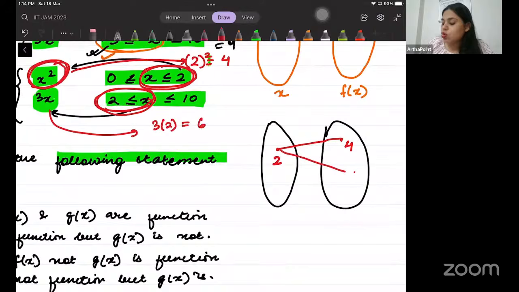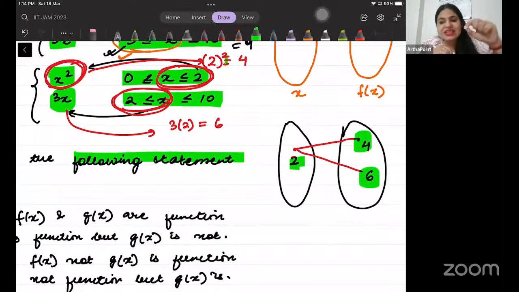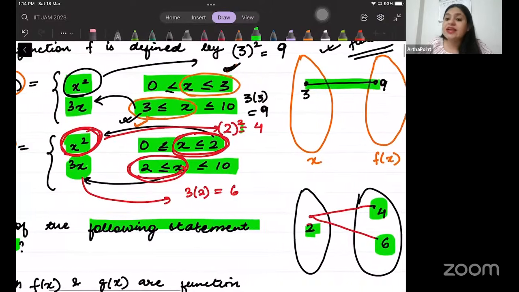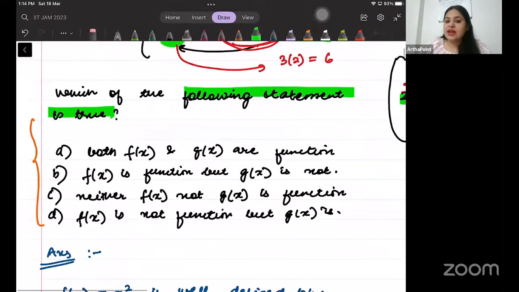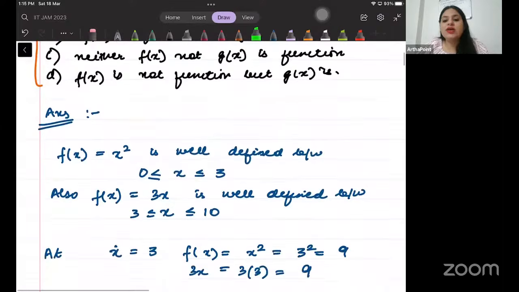So this tells me that in the function g(x), when you put x as 2, it gives you the value 4 also and 6 also. That's not possible. One x cannot link to two y's. That's not the definition of a function. So we understand that the first is a function, but the second is not a function. So what do we have? We have that f(x) is a function, but g(x) is not a function.